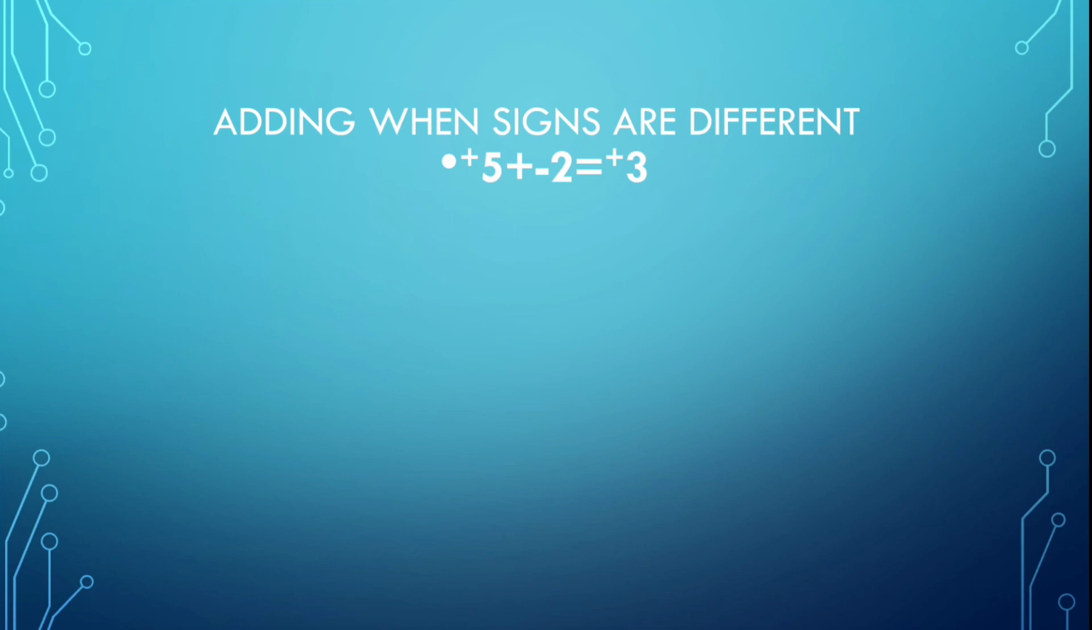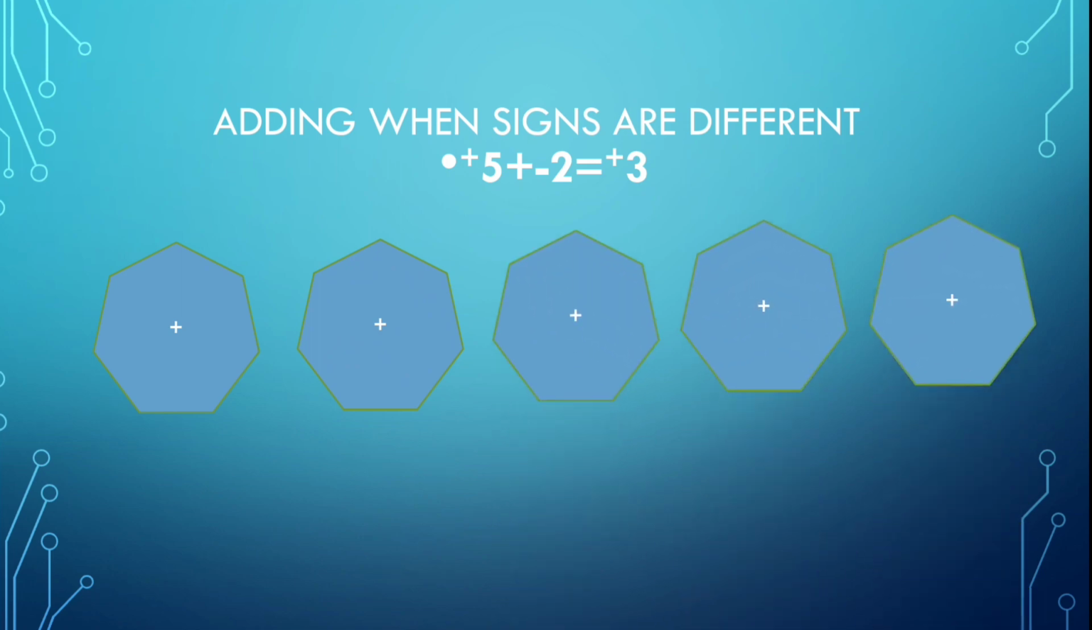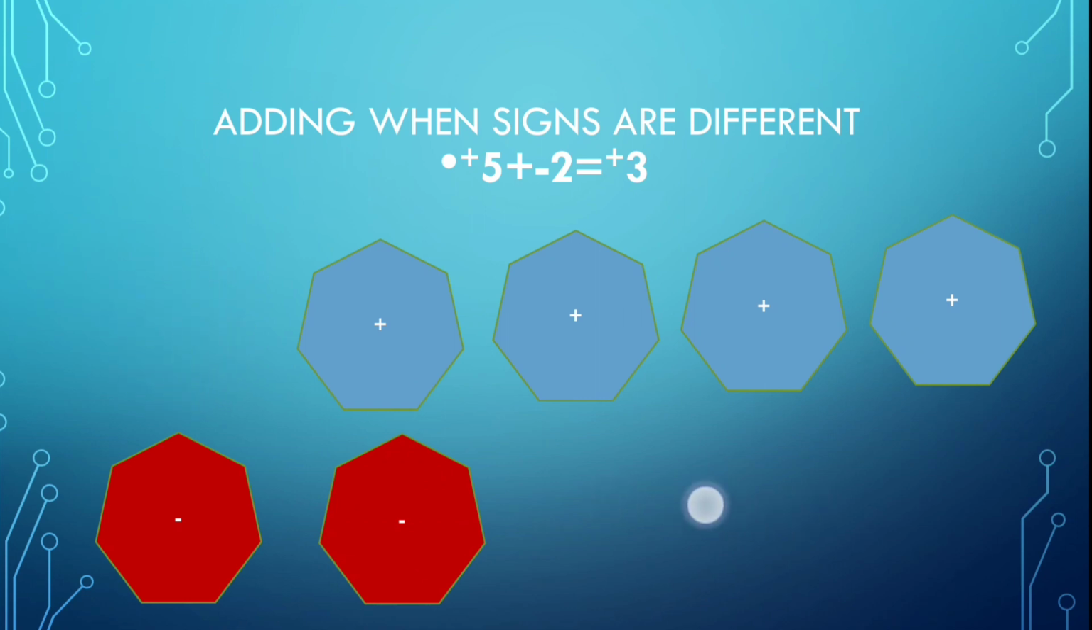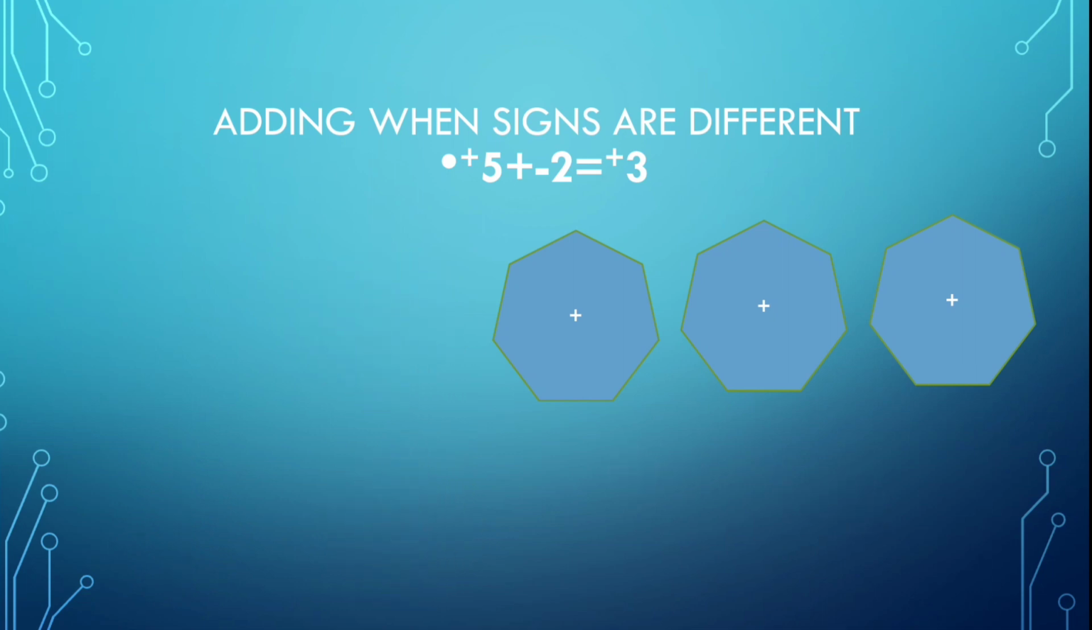Now to some persons that might be a bit of a headache, but let's just use the counters to show what happened. We'll start with 5 blue counters, which represent positive 5, and then we're going to add 2 negative counters. These are going to be red, and see what happens when we have pairs of counters where one is positive and one is negative. They are going to create 0 pairs and they are going to disappear. So this 2 disappears, then the next 2 disappears, and if you notice, we're left with 3 positive counters. That's one way to look at these.